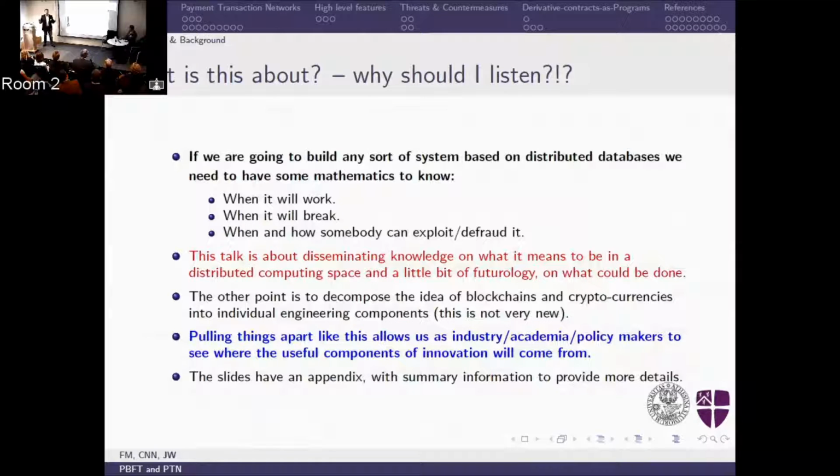So I guess my most important job today is to stop you from tapping on the computer, like my co-author is, and actually listen and say, why should I be interested in this thing? What we're interested in really is distributed databases, transaction ledgers that are distributed across a large number of nodes. And what we're really interested in is when will it work, when will it break, and how can somebody extract or defraud it?